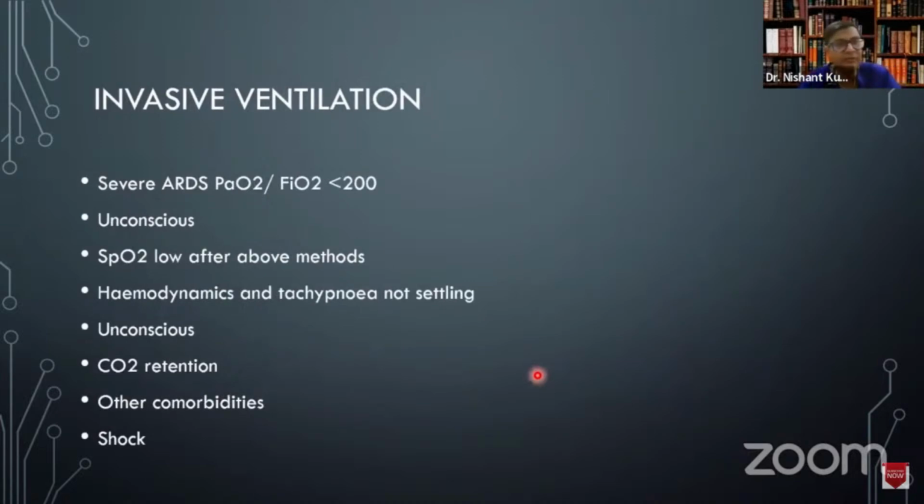Finally, if nothing works, we have to go in for invasive ventilation, that is, intubate the patient. Again, for severe ARDS, where the PaO2/FiO2 ratio is less than 200. That means that the partial pressure of oxygen in the blood, divided by the oxygen that the patient is receiving, is less than 200. You have to go in for invasive ventilation.